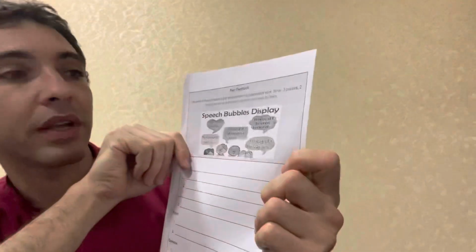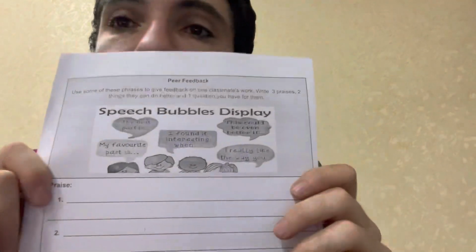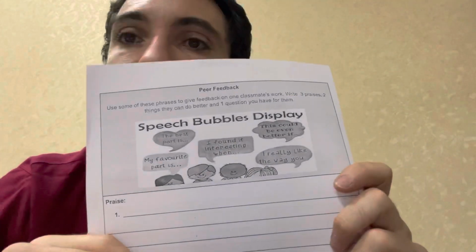What you see here, they are speech bubbles. These are things that we can use for peer feedback. This is something that teachers say a lot. They say, I want to use peer feedback.